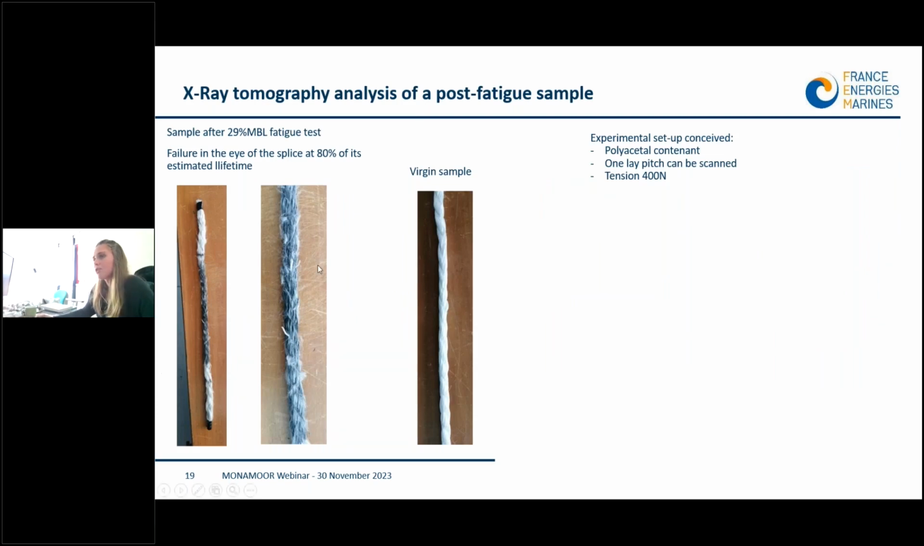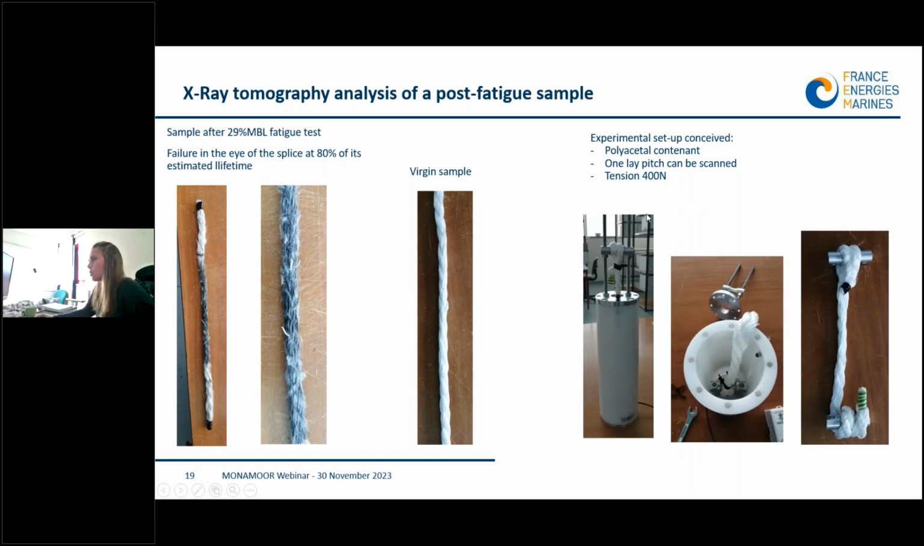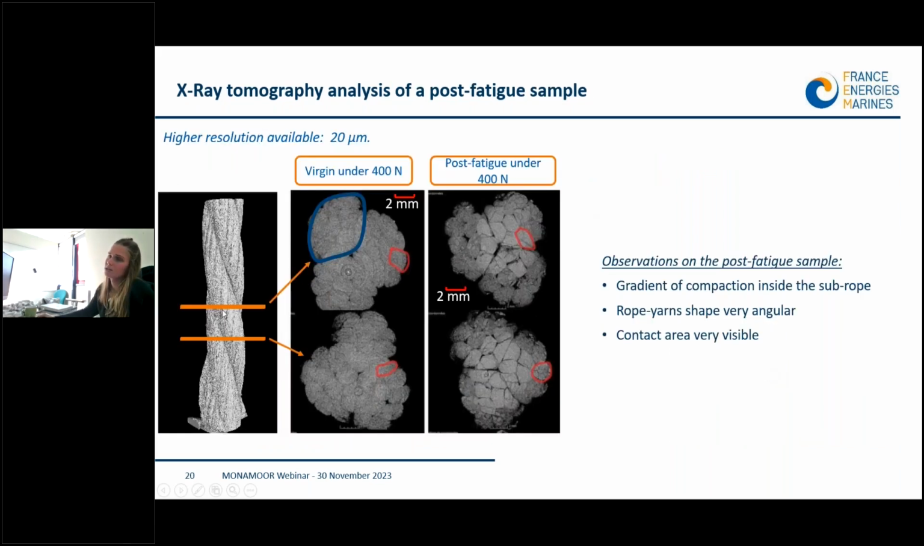Finally, we performed tomography analysis to evaluate the degradation of our photon subrope sample after a fatigue test. So here is a sample after a failure in the eye of the splice at around 80% of its estimated lifetime, and we compared it to a virgin sample. We performed those tomographies using this experimental setup, and here you can see the tomography results. So we have the subrope, which is composed of 3 strands, and the strands are composed of rope yarns.